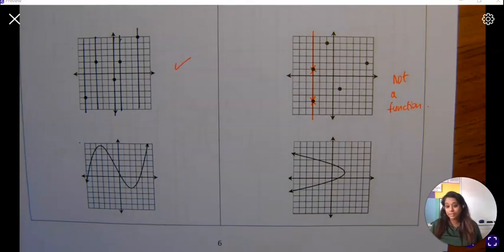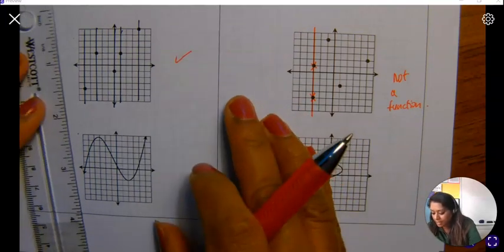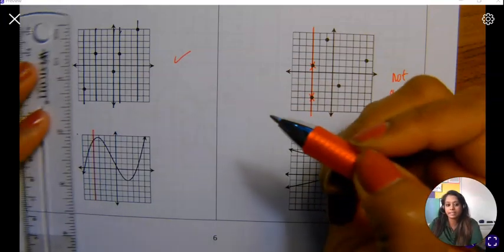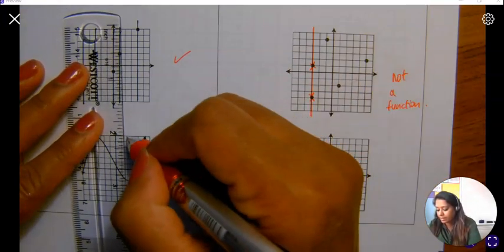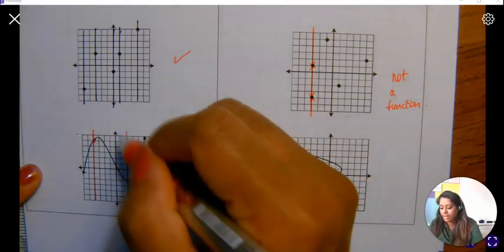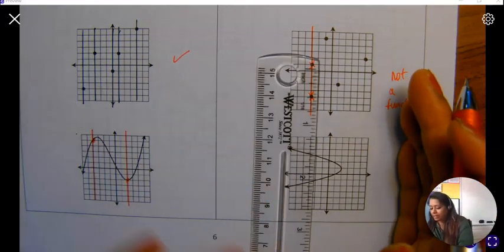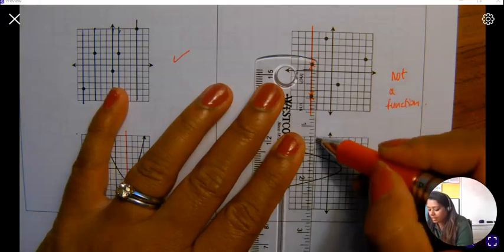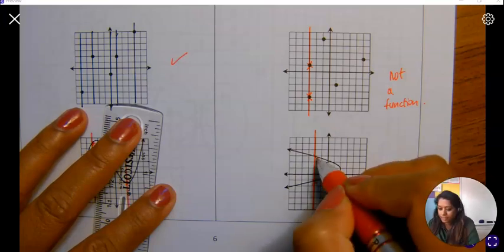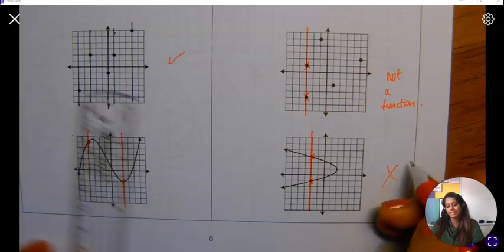Alright, and then you have continuous graphs here, not just points. So you can do the same thing here. Obviously you're not going to draw at all the x's, but just somewhere here and there, you can draw those vertical lines, and it only has one output here, and anywhere I draw, it only has one output. But if I come over here and draw a vertical line, you can see it has two outputs. So, nope, it is not a function. Okay, so that's how you can check.